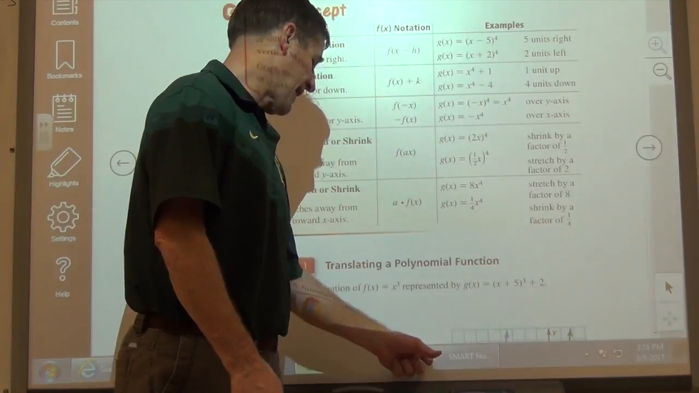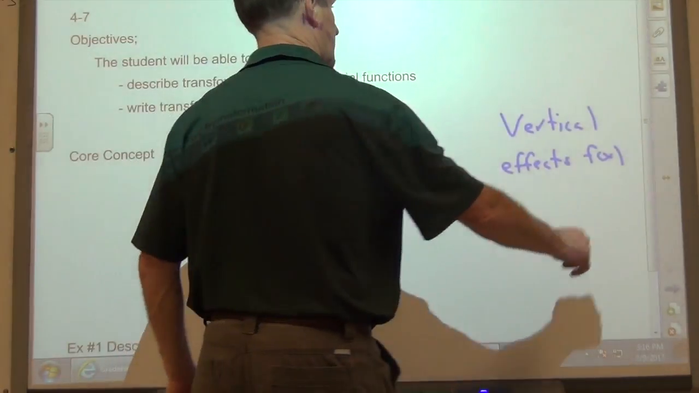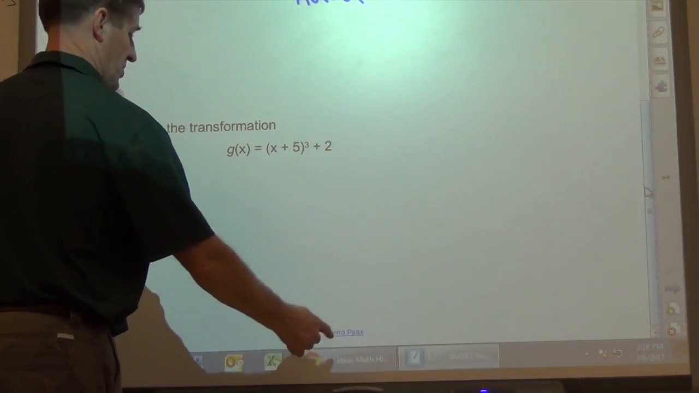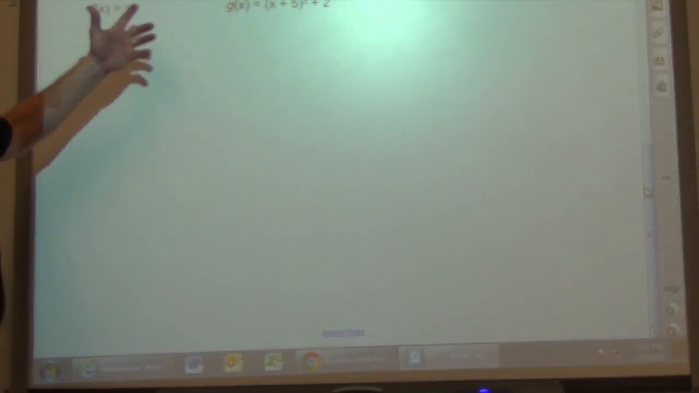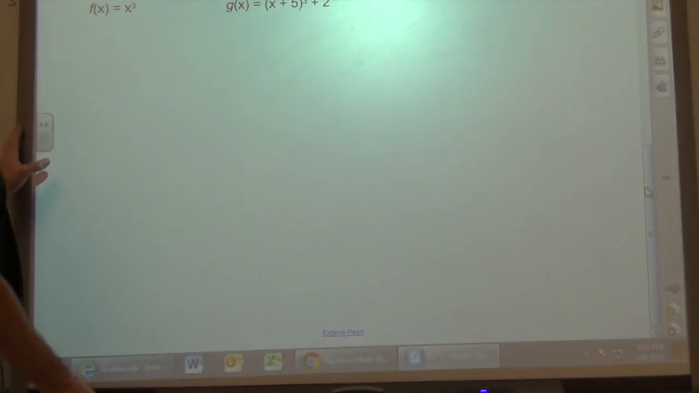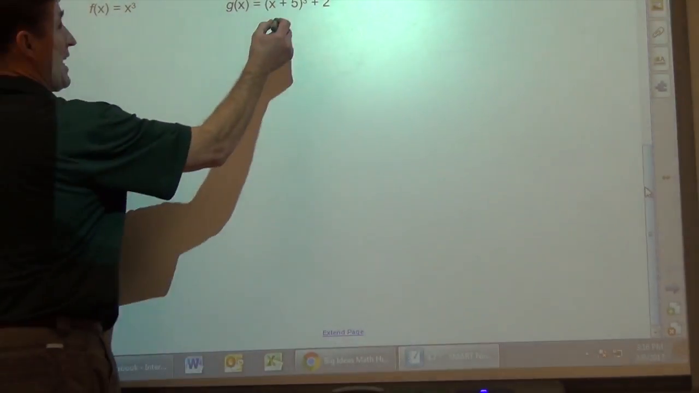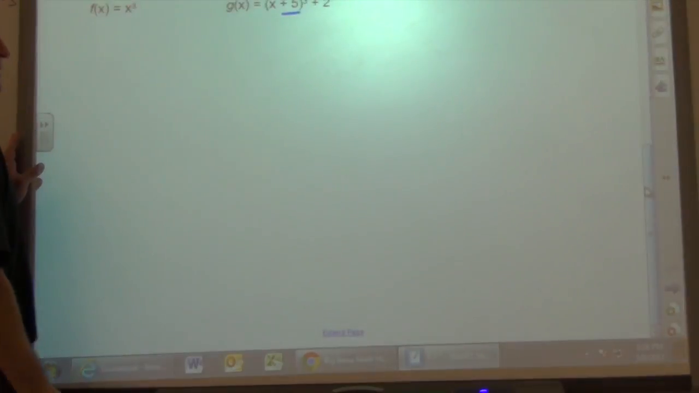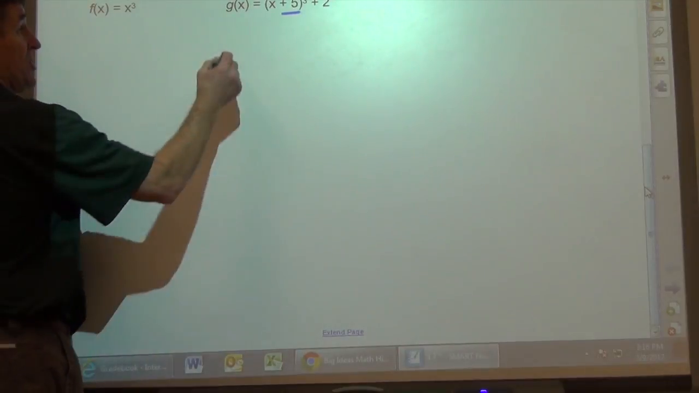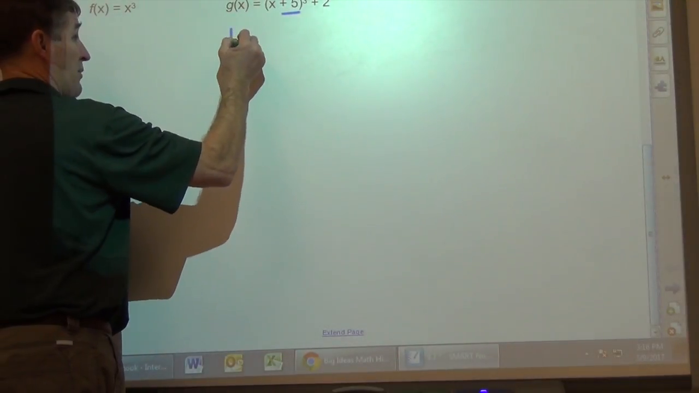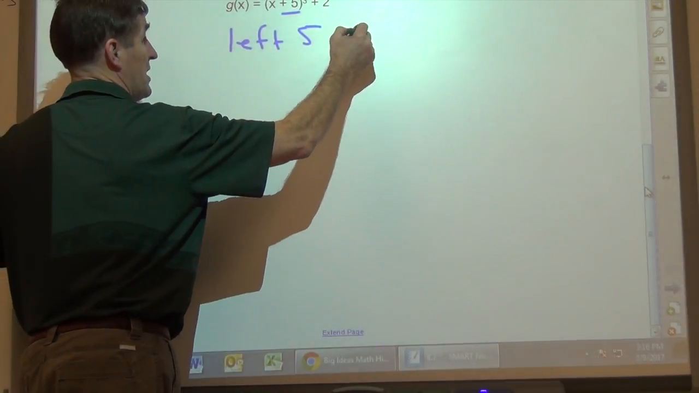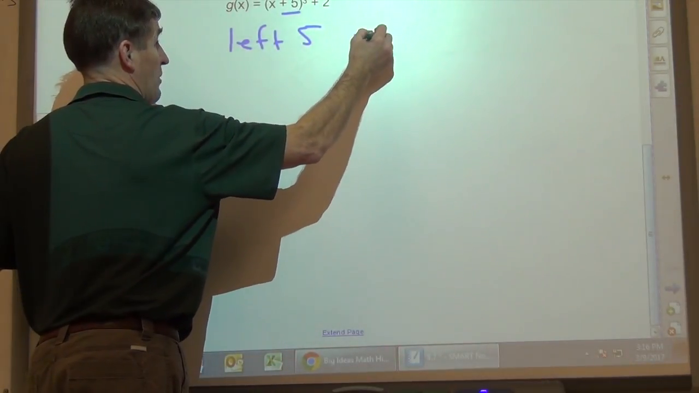So if we look at some examples, they're going to give you a function and then ask you to describe the transformation that took place. So in this case, if you just take it one at a time, so the plus 5, since it's inside the parentheses, it affects just the x. So that would be opposite that, so that would be left 5, and a positive 2 is outside the parentheses, so that would be up 2.